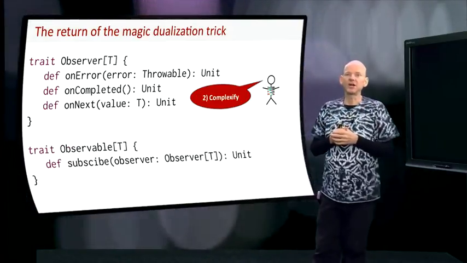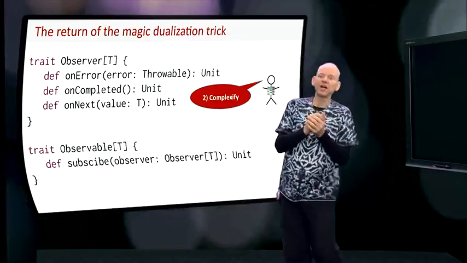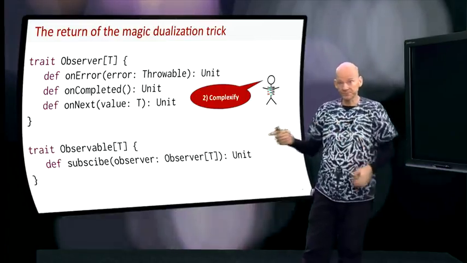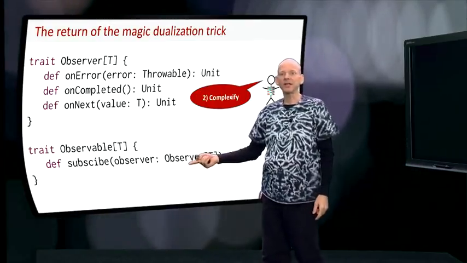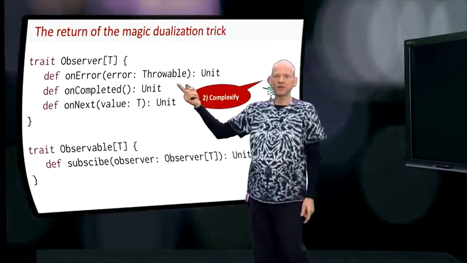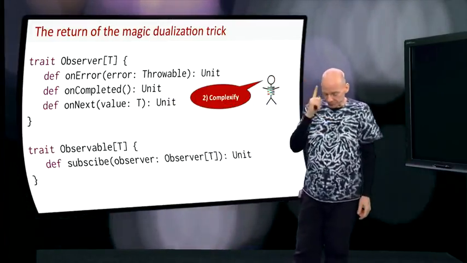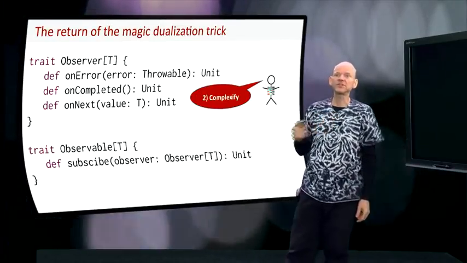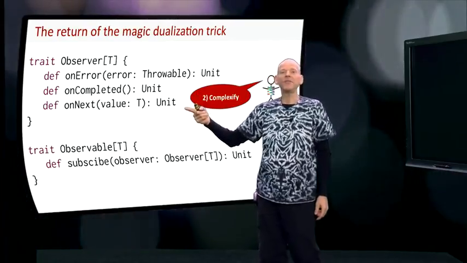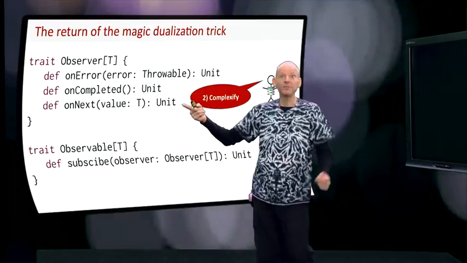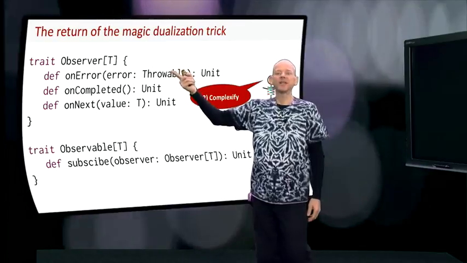So here is our type after dualization. And now it's time to interpret what this means. Well, an observable is something that I can feed a callback, and that callback consists of three functions. What happens when there's a regular value? And the difference with futures is that this callback can be called many times, zero or more, so it represents a stream, and then the stream can either complete normally or complete with an error.